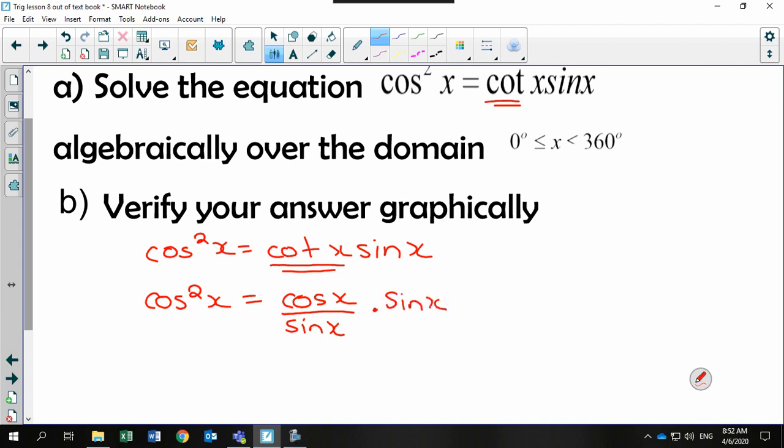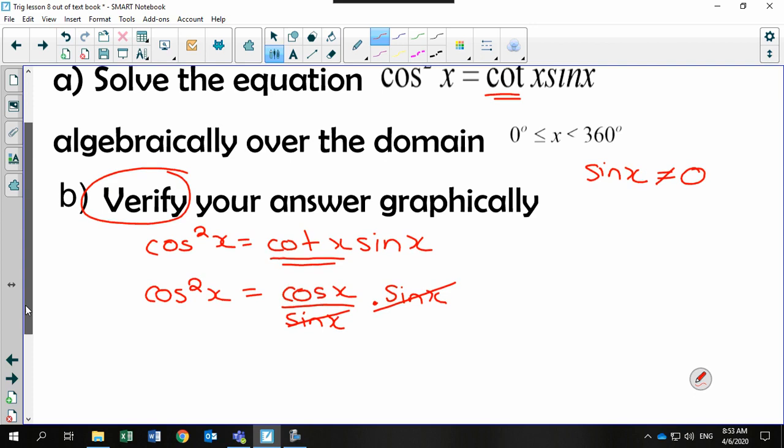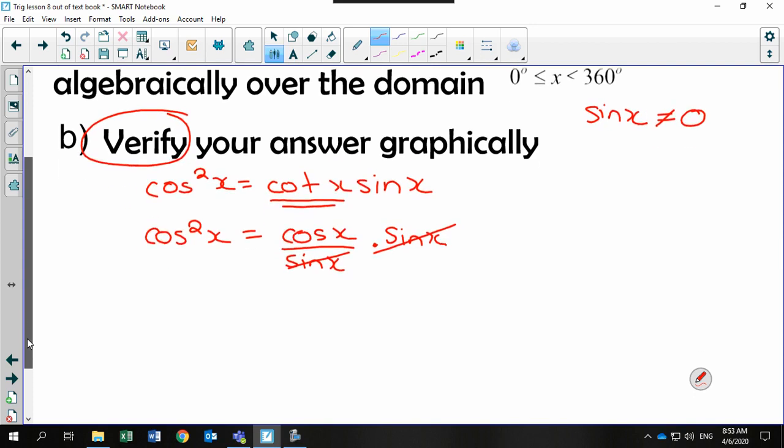And you can notice right here, our sine x's cancel. Be careful. This question does say verify our answer. We know that sine x, because it's in the original equation, cannot equal 0. So if we get a solution where sine x is equal to 0, those are non-permissible values.